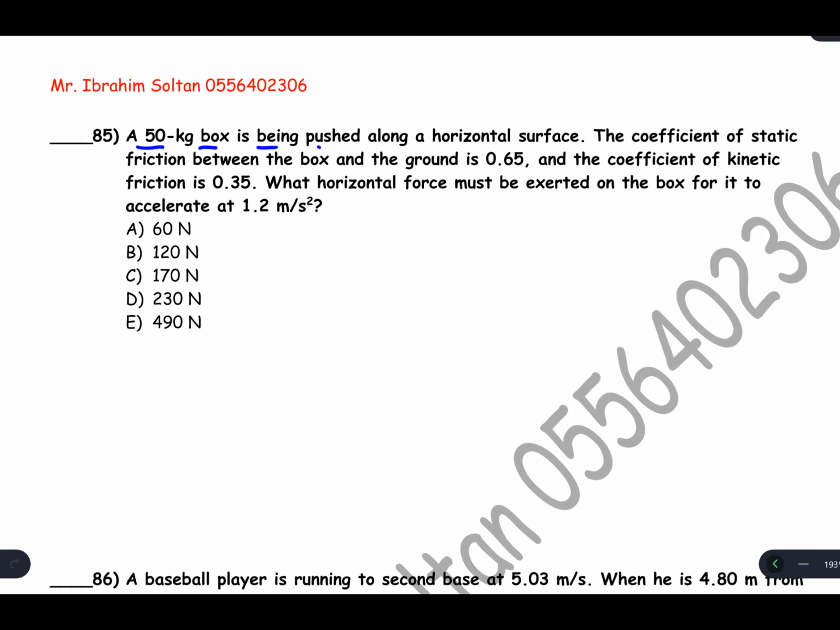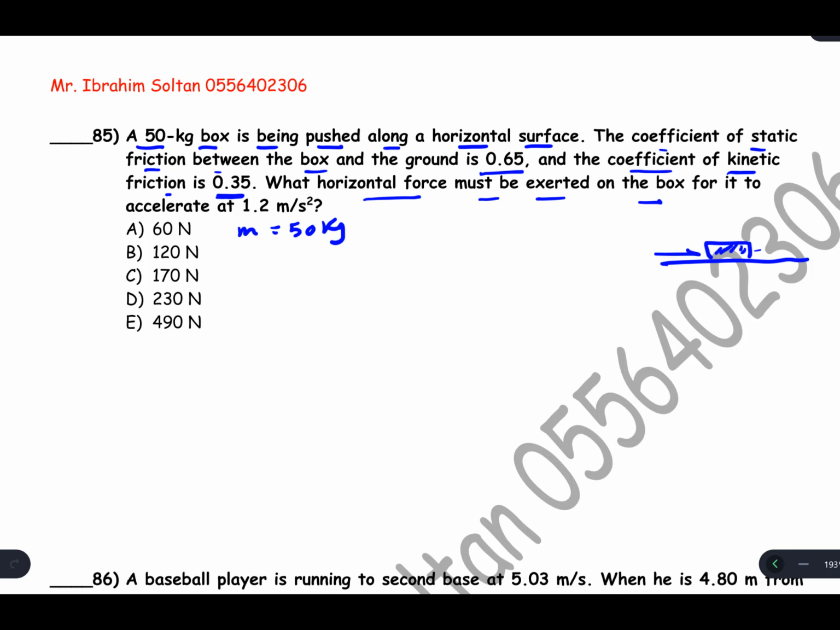A 50 kilogram box is being pushed along a horizontal surface. You have a horizontal surface and you have a box of 50 kilograms, so M equals 50 kilograms, being pushed along a horizontal surface. The coefficient of static friction between the box and the ground is 0.65. The coefficient of kinetic friction is 0.35. As you see, the coefficient of kinetic friction is less than the coefficient of static friction, as usual. What horizontal force must be exerted on the box?